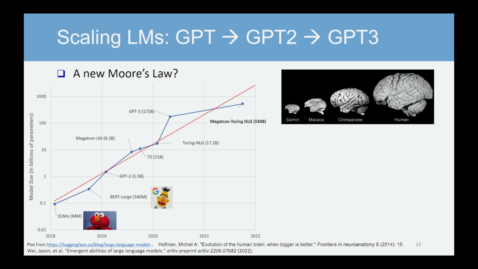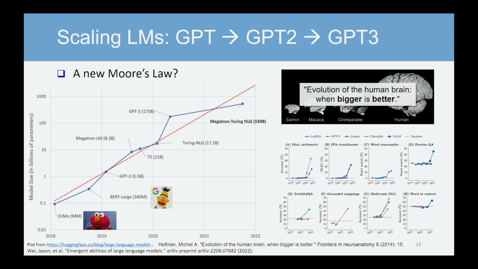So let's make an analogy to the human brain size. If you think about the intelligence in these animals, why can we humans master language? I think it's a unique feature for humans, right? So we actually have a much larger brain size compared with other animals. There's a quote from a paper saying the evolution of the human brain is a case of when bigger is better, right? So the same applies to the language model.